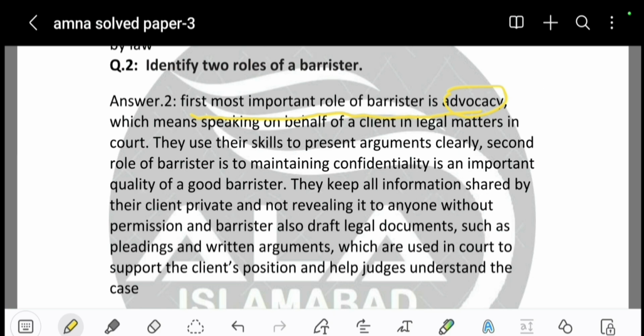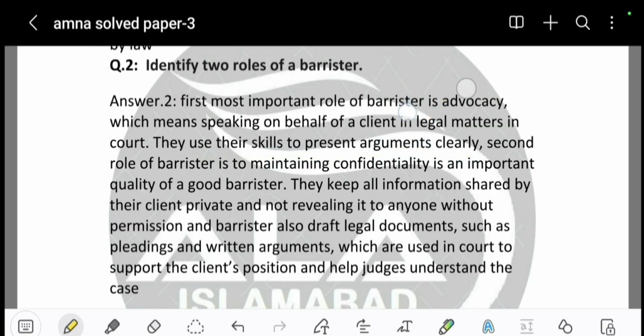In the first line, I have written that the main role of an advocate or a barrister is advocacy. The second line is: which means speaking on behalf of a client in legal matters in a court. So in the second line, I have explained the meaning of advocacy. Advocacy means speaking on behalf of a client on legal matters in court. Advocacy also means that they use their skills to present arguments clearly.